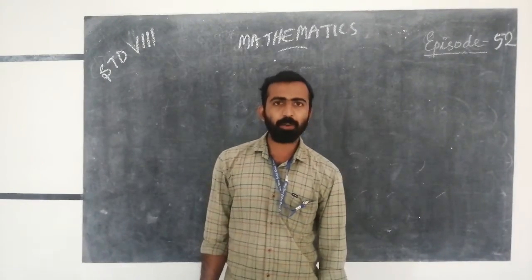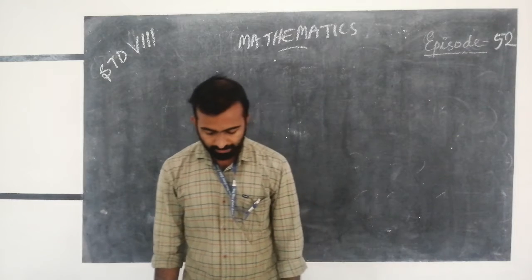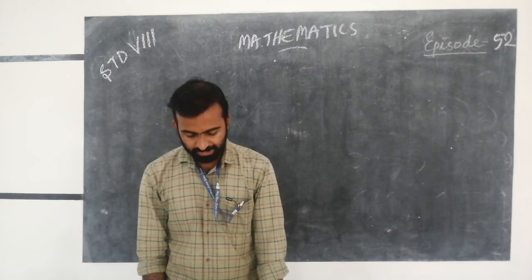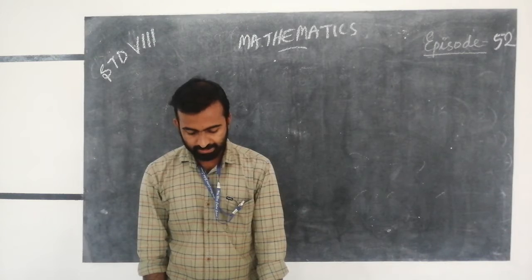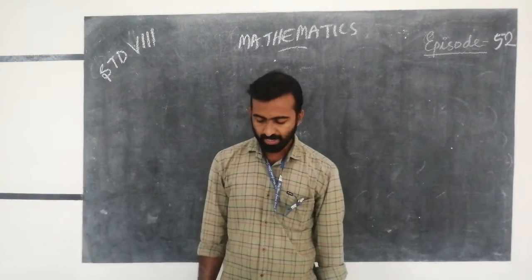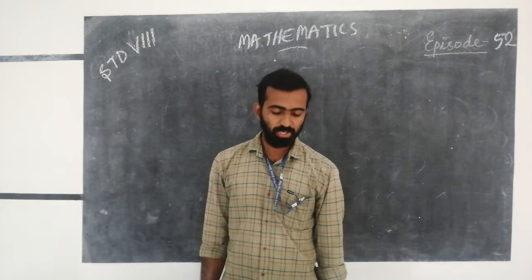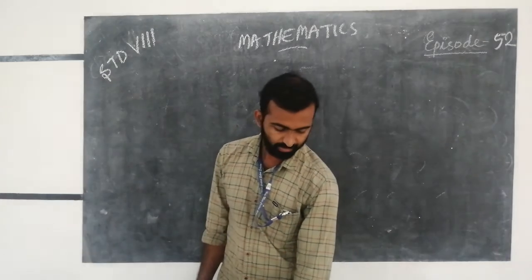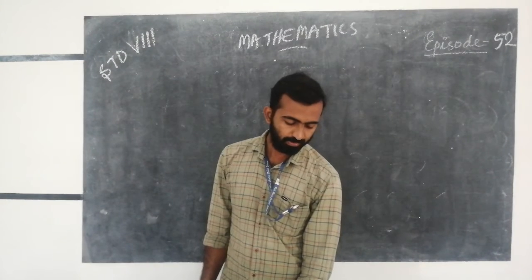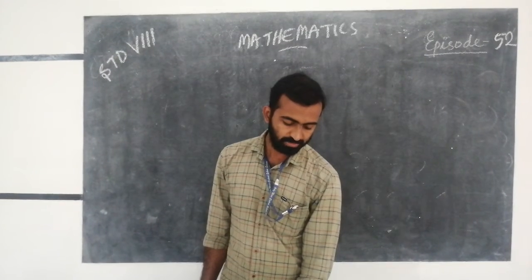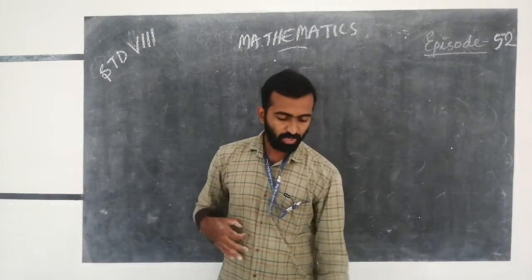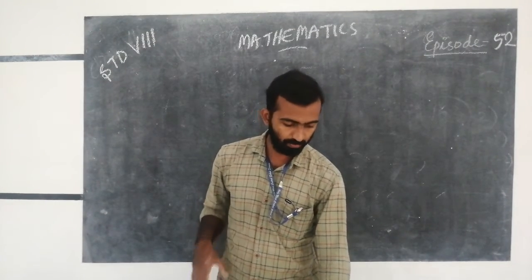And next is the triangular prism. A triangular prism has faces 5, vertices 6, and edges 9. Face plus vertex we get 11, and edge plus 2 is 11. Pyramid with a square base and prism with a square base are for your homework.